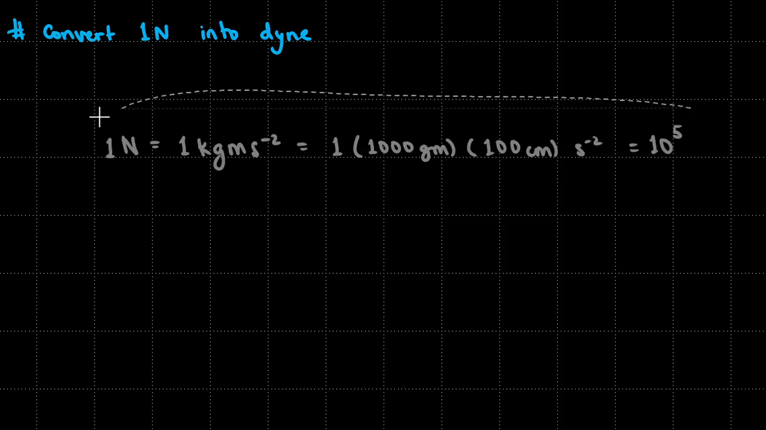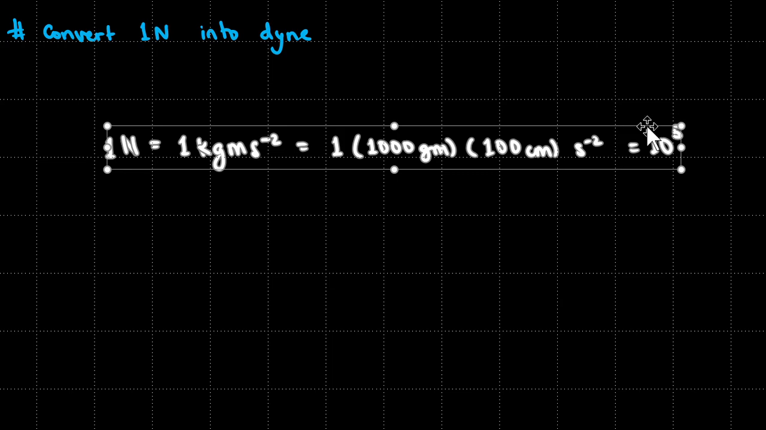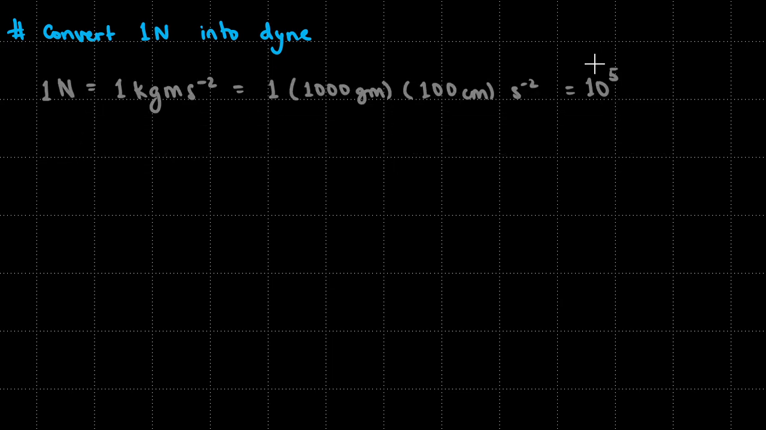So let's move this a little bit to the left and up. So 10 to the power 5 gram centimeter per second square. So this means 1 Newton equals to 10 to the power 5 dyne. So if you were a normal person, you will do it like this.